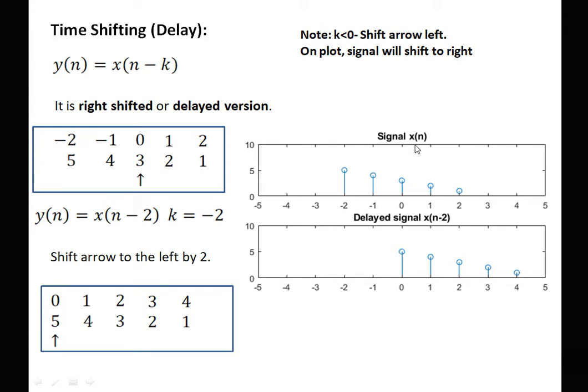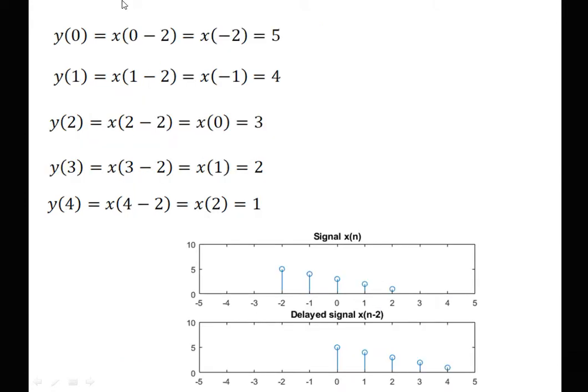Now see, this is the signal x of n, which occupies from -2 to 2. When the signal is delayed, delay means it is going to the right-hand side. So the signal will start at the 0th location, and it will go up to the 4th location. So this is nothing but the time shifting or delay operation. So just remember that whenever x of n minus k is there, shift your arrow to the left by k units.